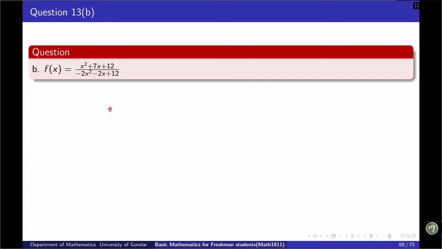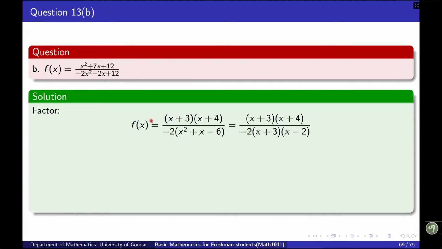Okay, the next one is question number 13b. F of x is given by this rational function. So first, let's factorize. The numerator can be factorized by finding two real numbers whose sum is 7 and whose product is 12, that is 3 and 4, so x squared plus 7x plus 12 can be factorized as x plus 3 times x plus 4.